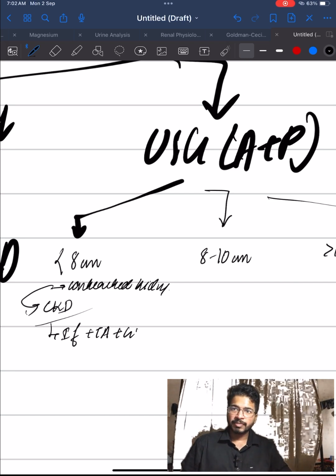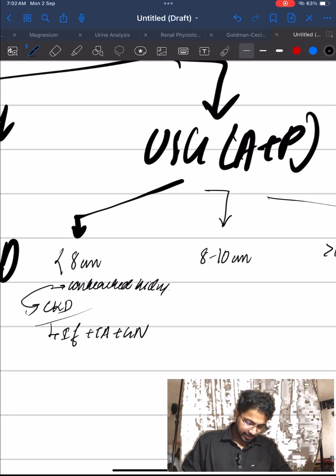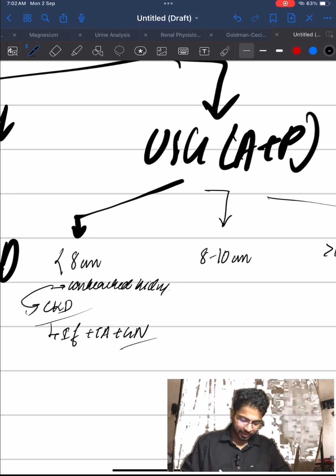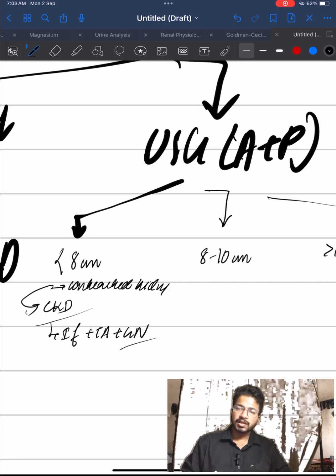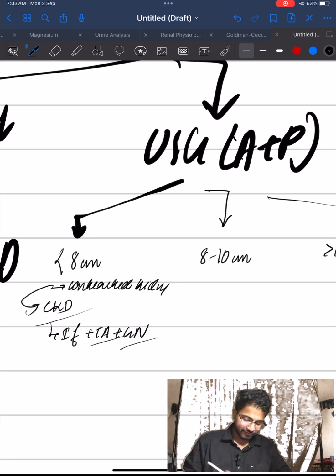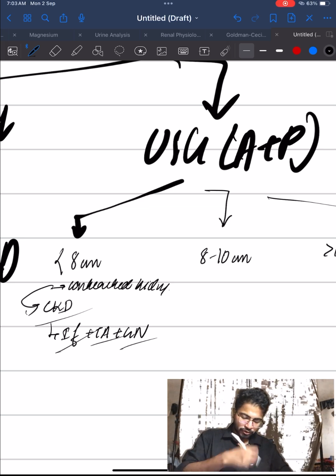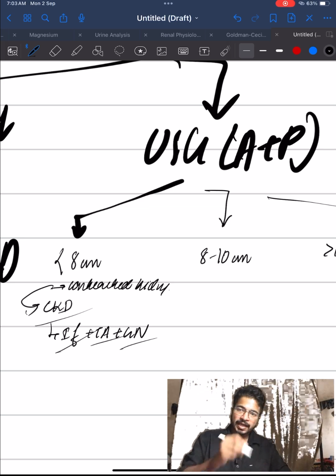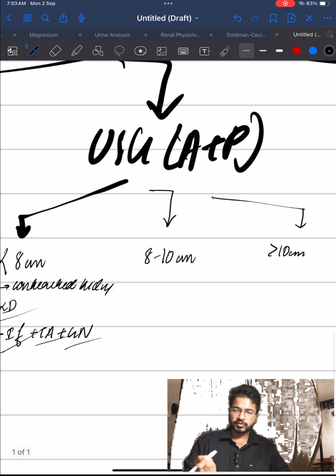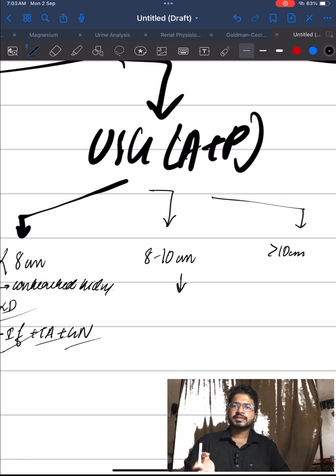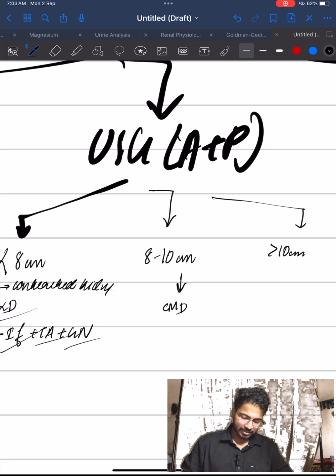What is CKD? Pathologically it is interstitial fibrosis plus tubular atrophy plus glomerular nephritis. So basically, in the entire nephron, the glomerular part undergoes nephritis, the tubular part undergoes atrophy, and the interstitium in between gets fibrosis. That is CKD. So in ultrasound you will see a kidney size of less than 8 centimeter.